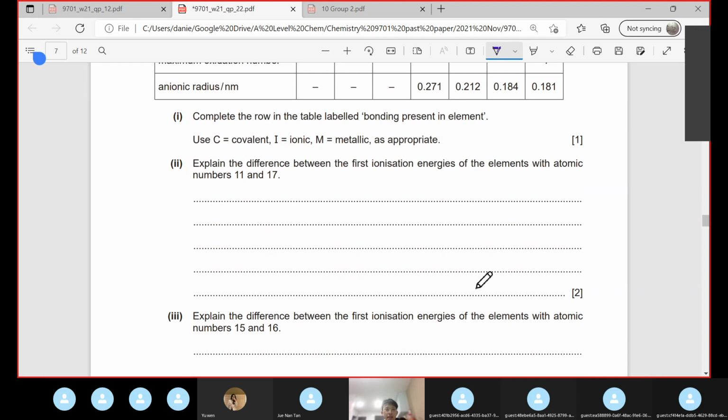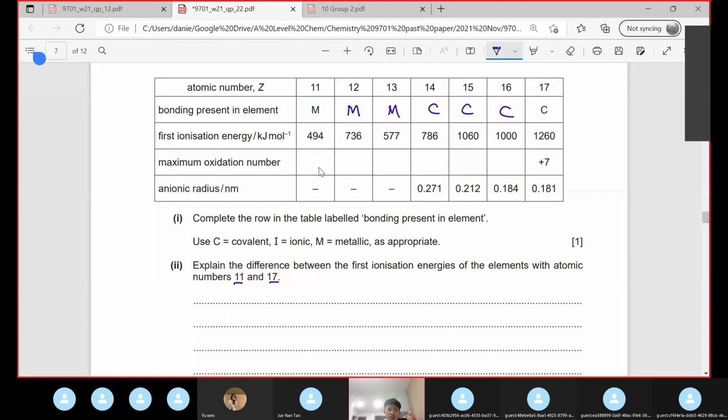Then Roman 2: explain the difference between the first ionization energy of the elements with atomic number 11 and 17. You can see here it is 494 and 1260. They are not asking about the trend. Let me emphasize here, they are not asking about the trend. They are just asking about the comparison between 11 and 17. That's all, so you no need to explain about the trend over here.